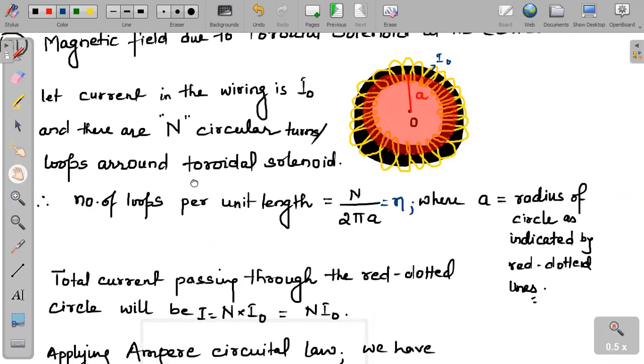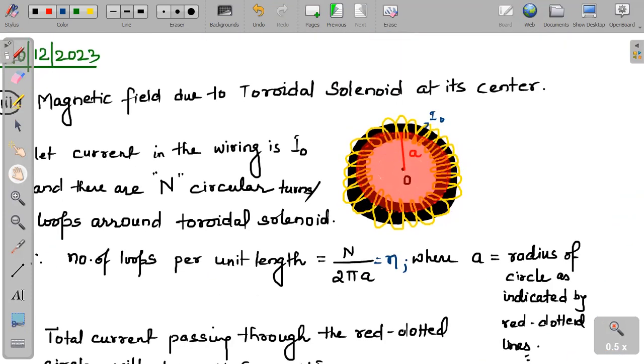Outside the toroid, if I am crossing over this boundary, there will be zero magnetic field, because in any area out here there is no current passing. It will be there only inside the core of the toroid and there won't be anything outside.